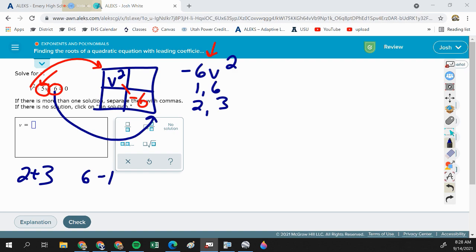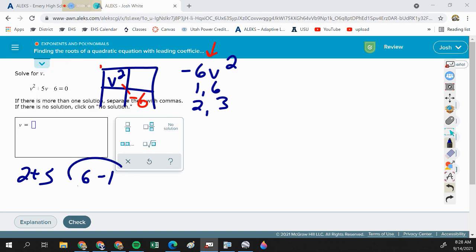2 plus 3 is 5. And 6 minus 1 is 5. But what is 2 times 3? It's positive 6. What is 6 times -1? -6. So you have to have both versions. You have to have the multiply version and the addition version. So we're going to choose this one. And it also has to have a v squared in there. So we're going to write 6v and negative 1v.